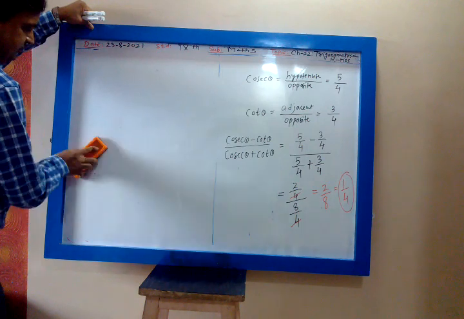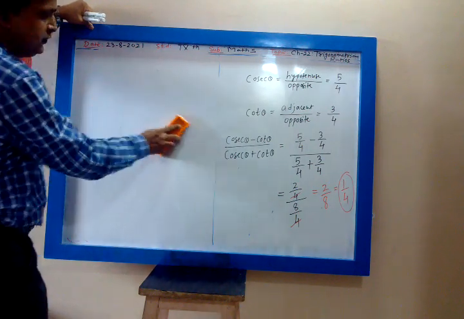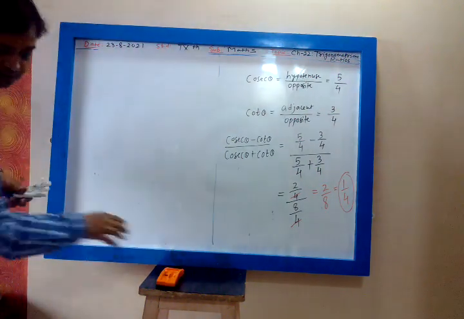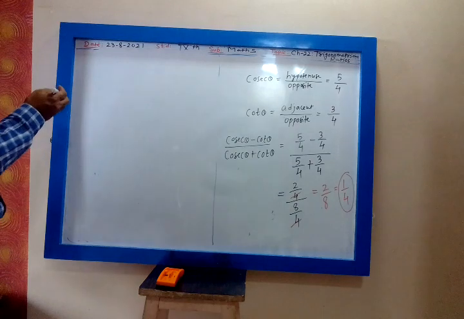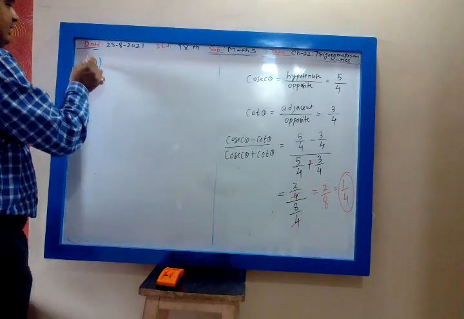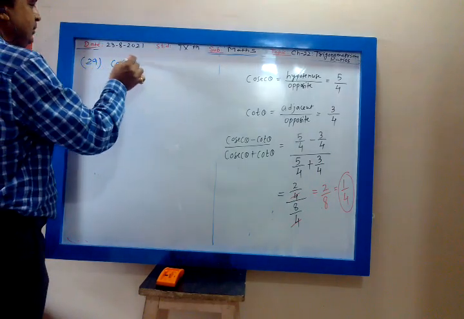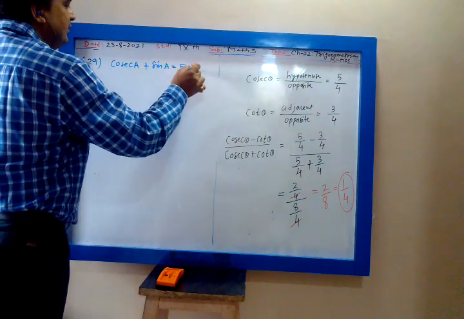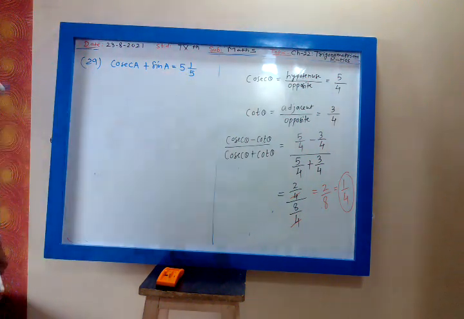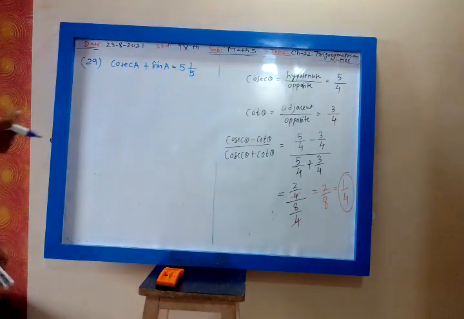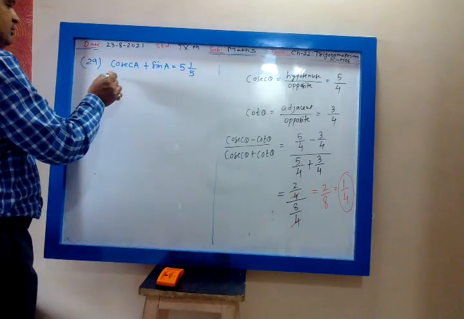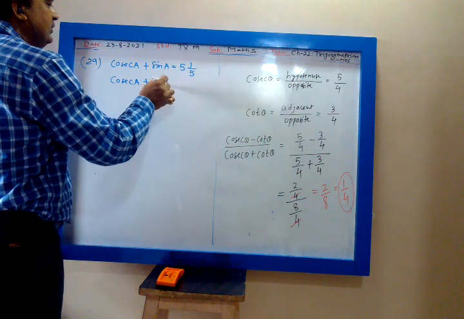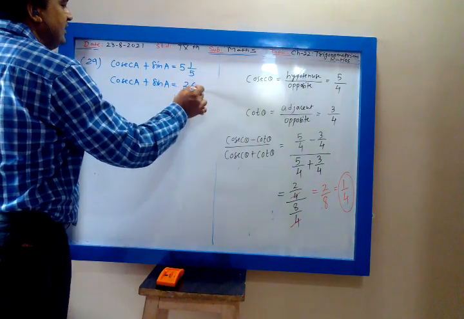Let us do the second last question. If cosec A plus sin A is 5 is to 1 by 5, find cosec square A plus sin square A. A similar problem we have done. Squaring both the sides. But before that, write down cosec A plus sin A is 5 5s are 25 plus 1, 26 by 5.